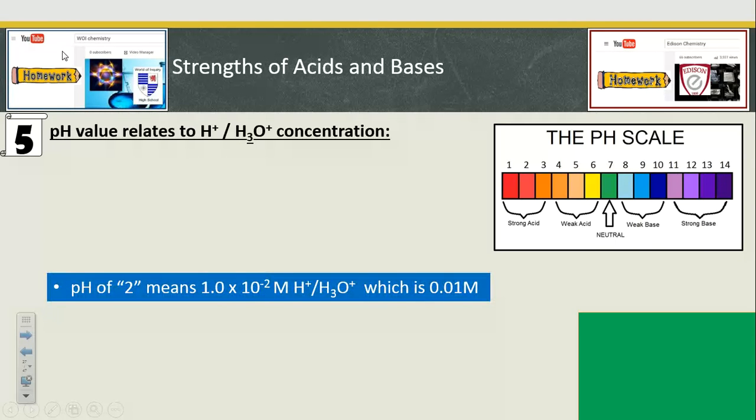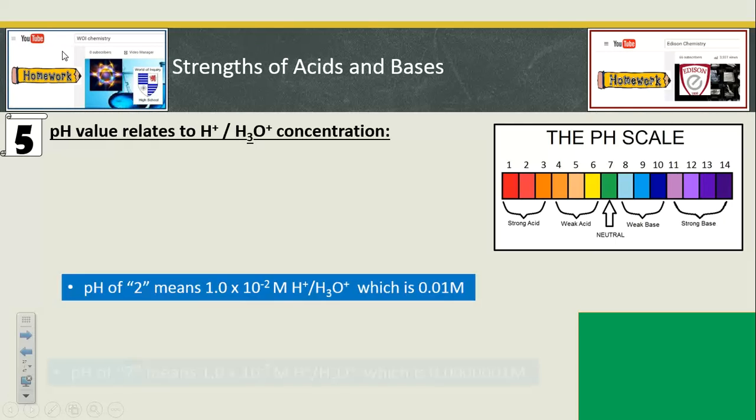pH of 2 means it's 1.0 times 10 to the negative 2 concentration molarity of solution, which is technically 0.01 molarity. When you type 1.0 times 10 to the negative 2 into your calculator and press enter, it's going to give you 0.01, not 0.02. So the negative exponent tells us how far to move the decimal place when calculating concentration.